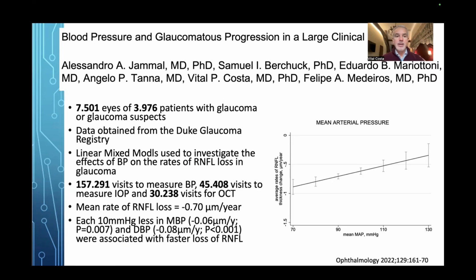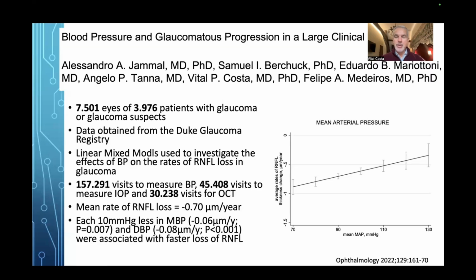We employed linear mixed models to investigate the effects of blood pressure on the rates of retinal nerve fiber layer loss in glaucoma. For this, there were 157,000 visits to measure blood pressure, 45,000 visits to measure intraocular pressure, and 30,000 visits to have the OCT done.